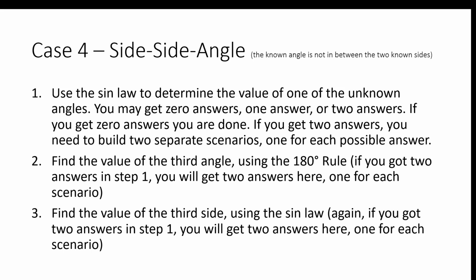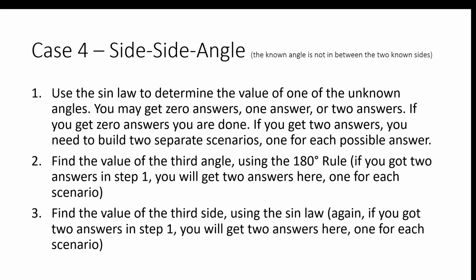And finally, you get to the case where you have a side-side angle situation, which brings up the possibility of the ambiguous case of the sine law. And when that happens, use the sine law to determine the value of one of the unknown angles. And you might get no answers, 1 answer, or 2 answers. If you get no answers, you're done. If you get 2 answers, you need to build 2 separate scenarios, 1 for each possible answer.